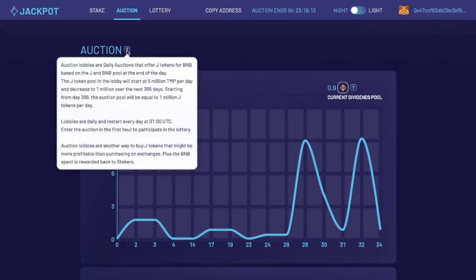Auction lobbies are daily auctions that offer J tokens, so it's the jackpot token for BNB based or ETH if we're on the ETH side, based on the J and BNB pool at the end of the day. The J token pool in the lobby will start at 5 million per day and decrease 1 million over the next 365 days, starting from day 366. The auction pool will be equal to 1 million J tokens per day. Lobbies are daily and restart every day at 1 UTC. Enter the auction for the first hour to participate in the lottery. Auction lobbies are another way to buy J tokens that might be more profitable than purchasing on exchanges. Plus, the BNB spent is rewarded back to the stakers.